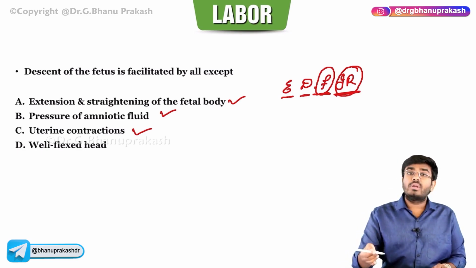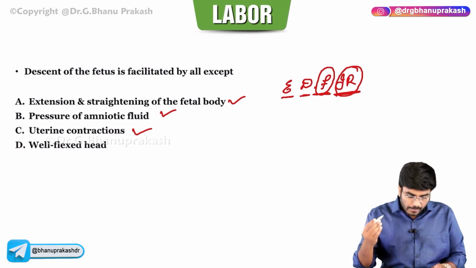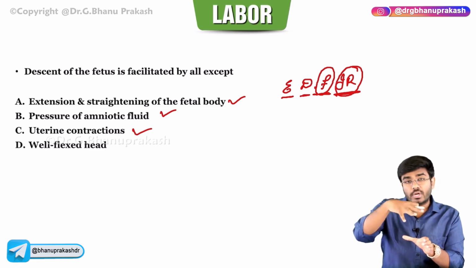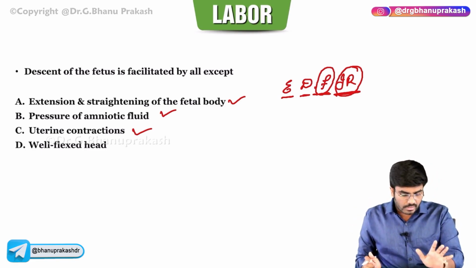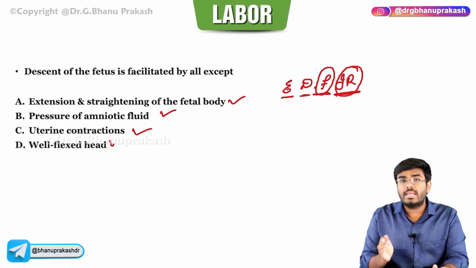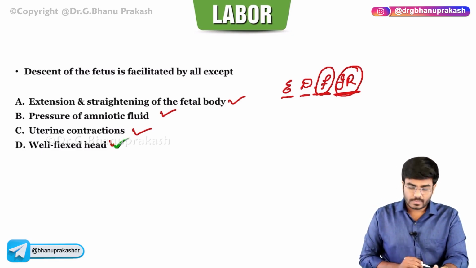But if I'm talking about descent, descent is going to happen because of the straightening of the fetal body, the pressure of the amniotic fluid and the uterine contractions. But a well flexed head is mainly going to help in the internal rotation. So the answer is D.